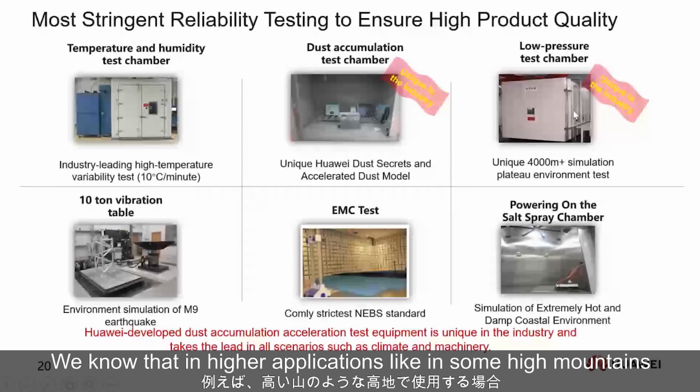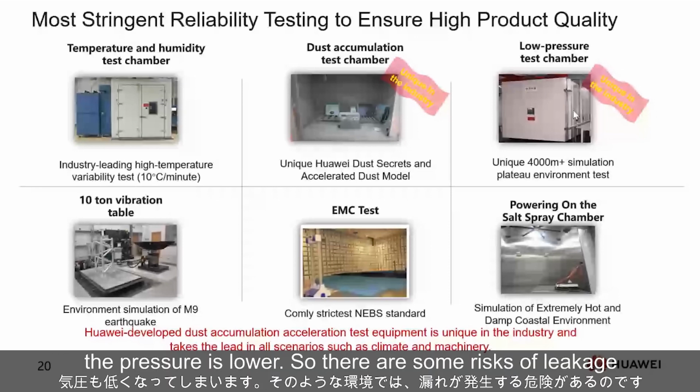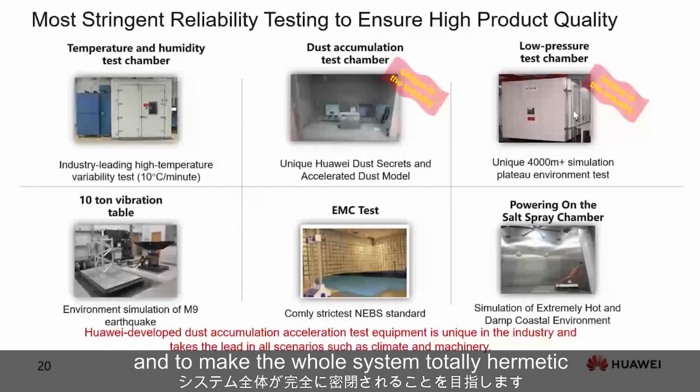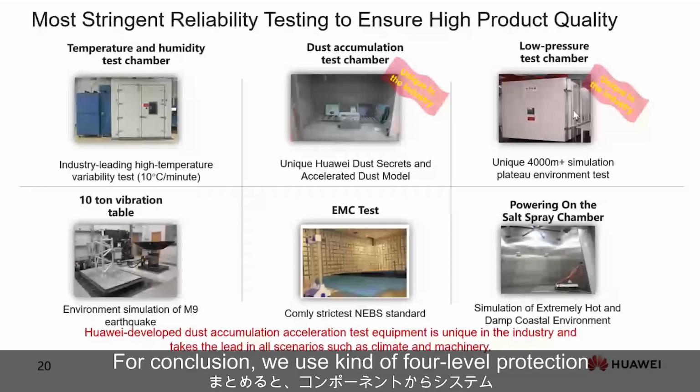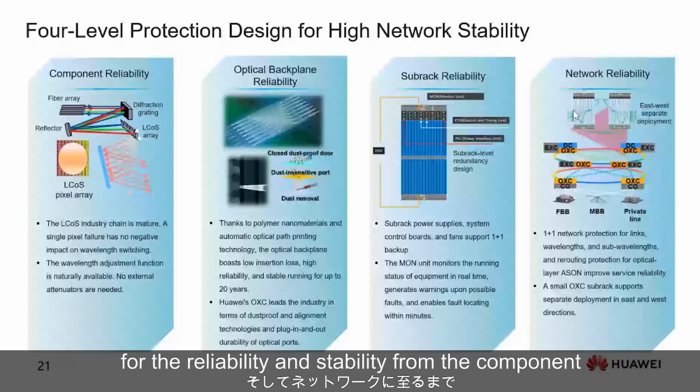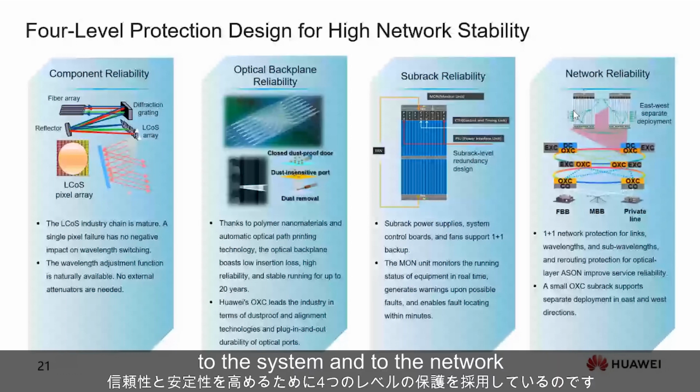And we also developed the low pressure test chamber. We know that in some high-altitude applications, like in high mountains, the pressure is lower, so there is a risk of leakage. In this test chamber, we guarantee that the whole system is totally hermetic. So in conclusion, we use full-level protection for reliability and stability, from the component to the system and to the network.